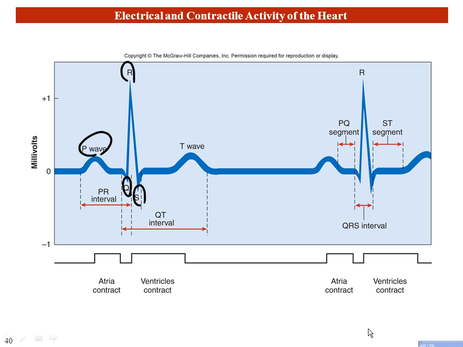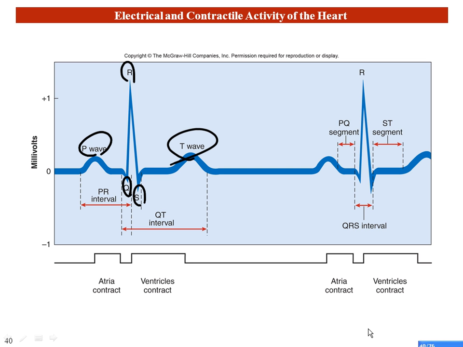And then the third deviation is a T wave. When we look at the T wave, the ventricles are repolarizing. They're going through repolarization, which means the ventricles are preparing to relax. Those are your three main line deviations. P wave, atria are depolarizing; QRS complex, the ventricles are depolarizing; and in the T wave, the ventricles are repolarizing.